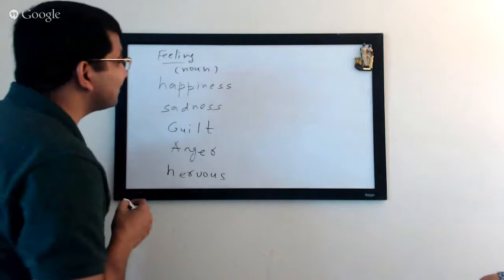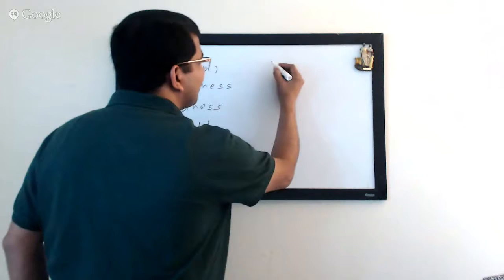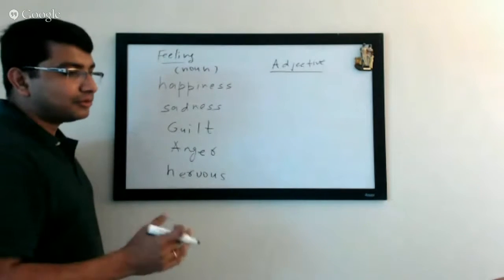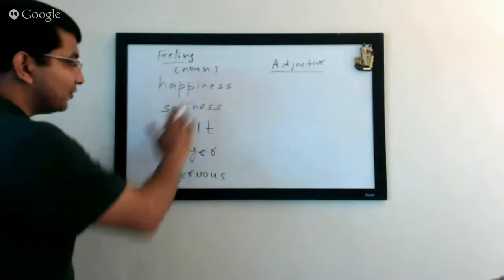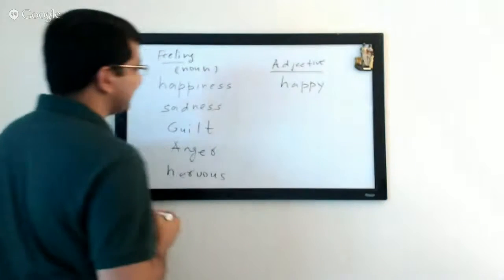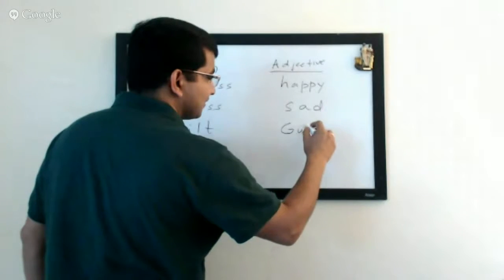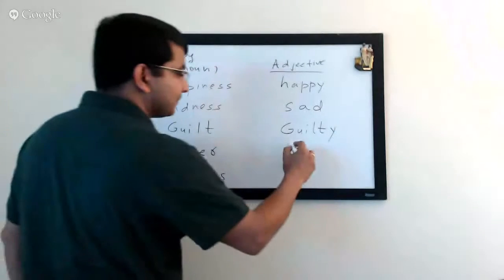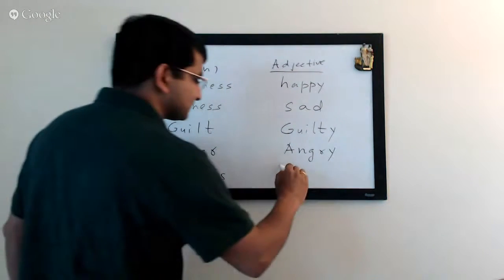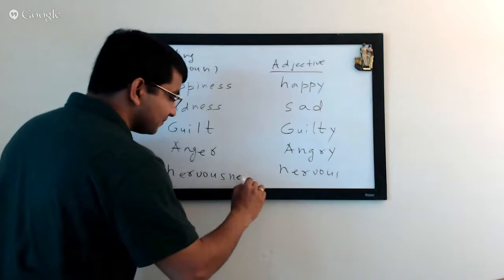Depending on how you're using it, they can be adjectives as well, right? In Hindi and most languages, the way you use a word as a noun and as an adjective can use a different word. Do you know the adjective form of these in English? Happy. Sad. Guilty. Angry. And nervous. Maybe nervousness.